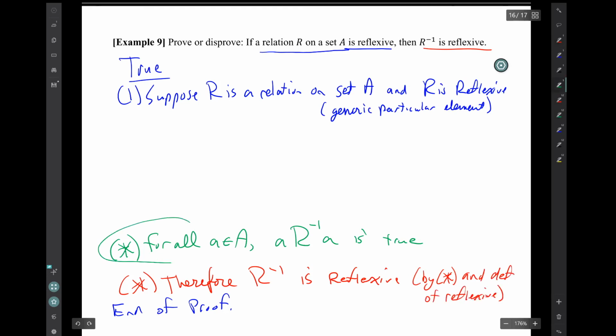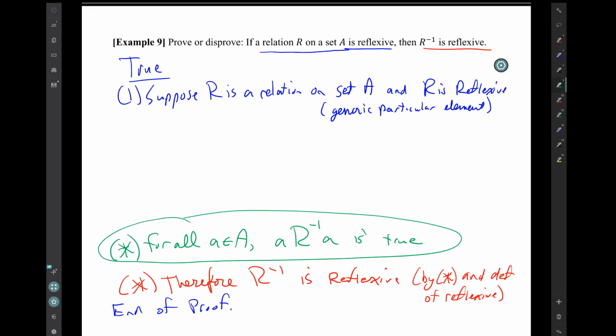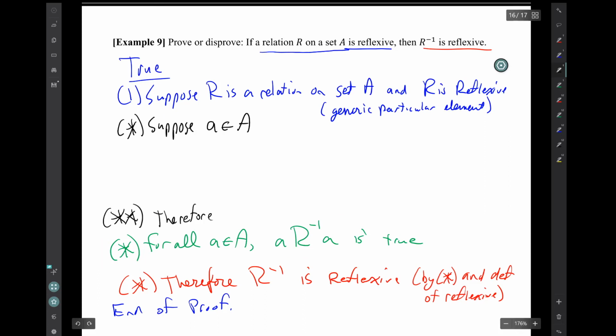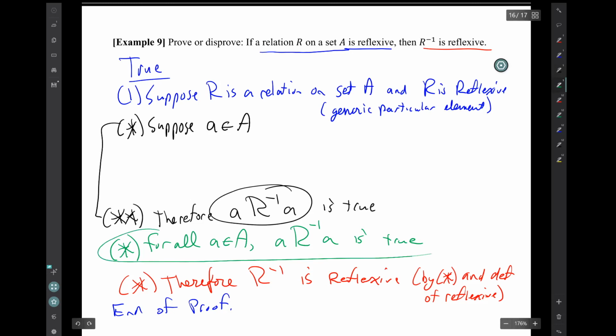Now think about this. How do we get to that? That's a universal statement. So the only way that we can possibly get to that green statement is to have at some point introduced a generic element a. And what do we have to do with that? We have to show these two statements: suppose little a is in capital A, therefore this is true. That's what we have to do in order to be able to say that this green statement is true.